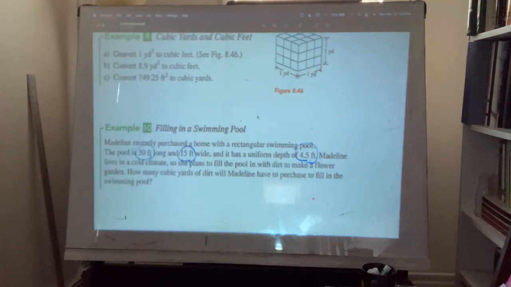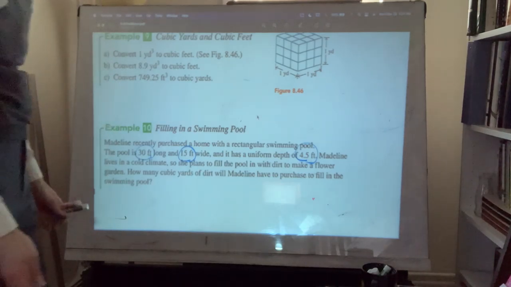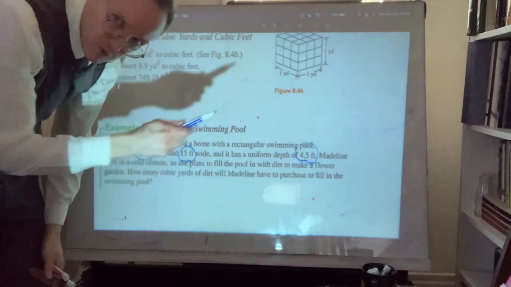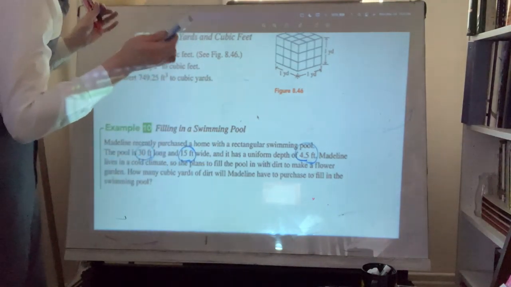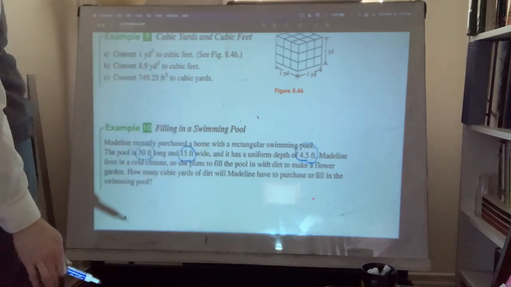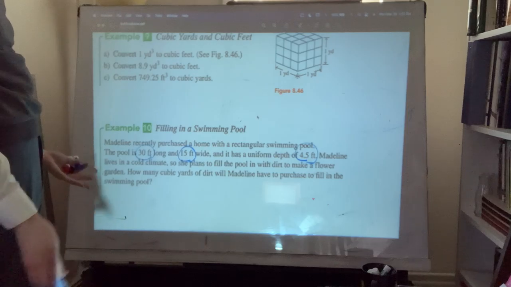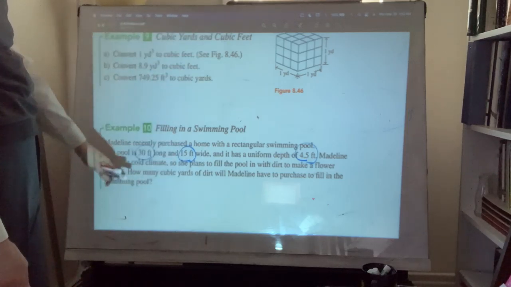All right. Anyhow, Madeline lives in a cold climate, and so she plans to fill the pool in with dirt, to make a flower garden, which is nice. I really shouldn't be making fun. But you didn't pick up this pool and move it to Antarctica. They already had it there, so you just don't like your pool is what it is. And now you're going to fill it in with dirt. That just tickles the hell out of me, I'm sorry.